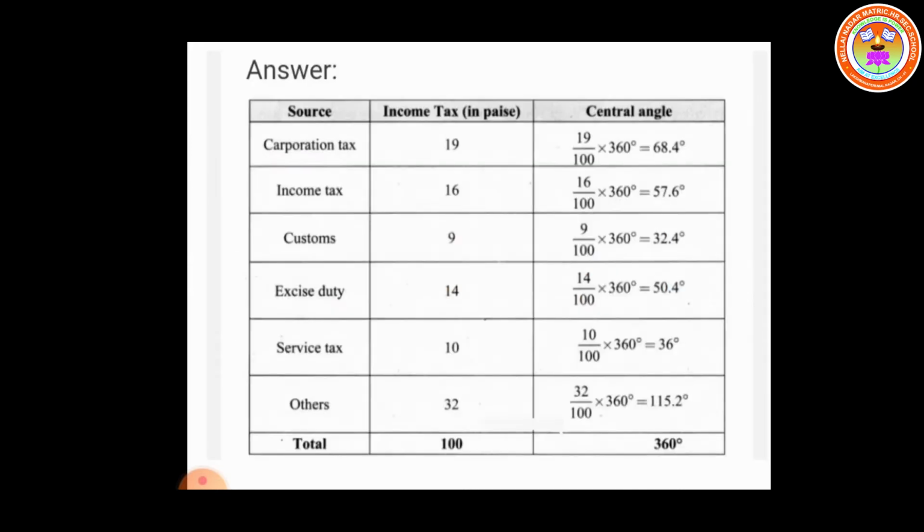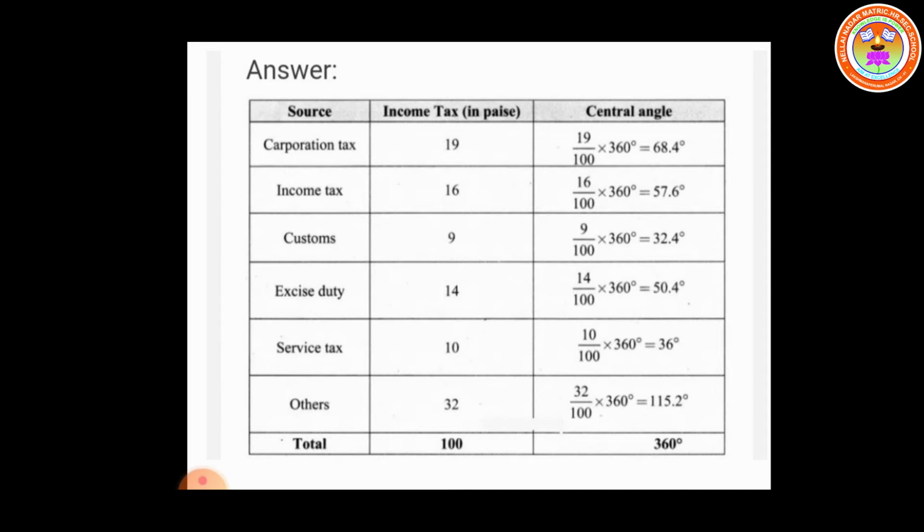For corporation tax, the central angle is 19 divided by total value 100 into 360 degree. When we divide, we will get 68.4 degree. For income tax, the central angle is 16 by total value 100 into 360 degree. When we divide, we will get 57.6 degree. For customs, central angle 9 by 100 into 360 degree. When we divide, we will get 32.4 degree.